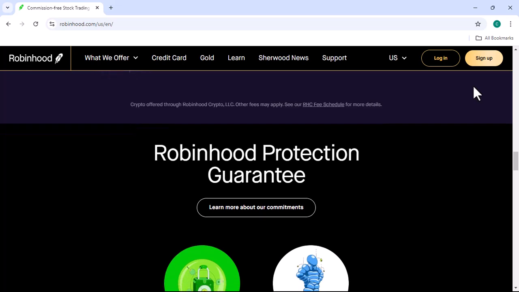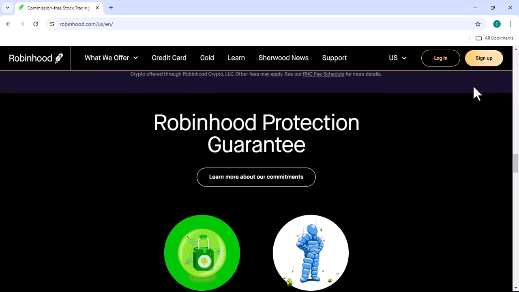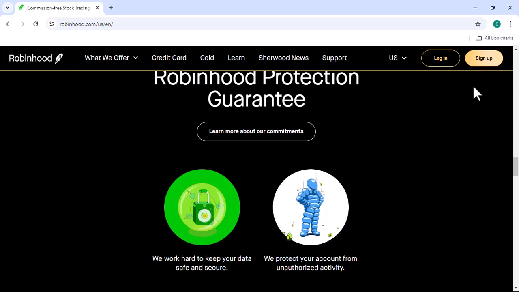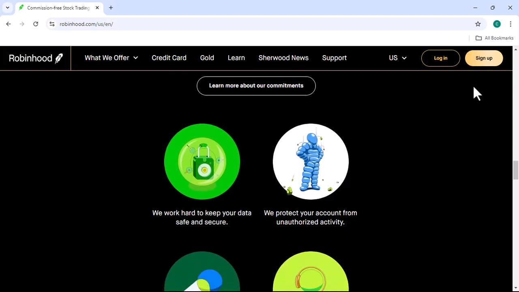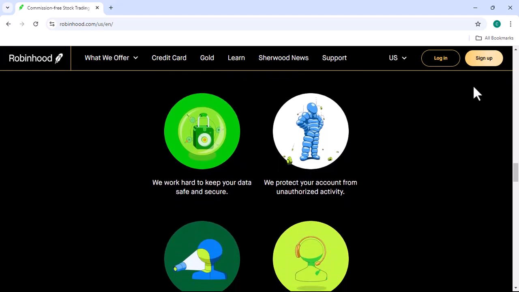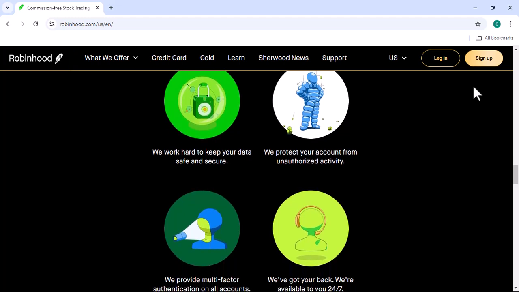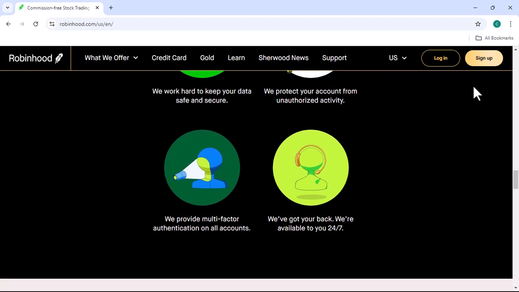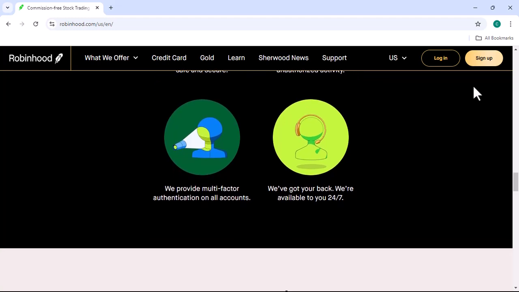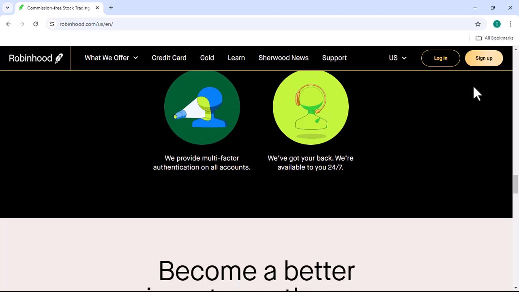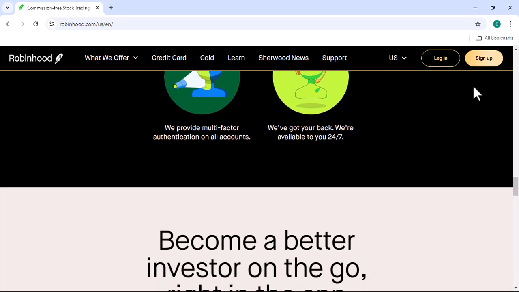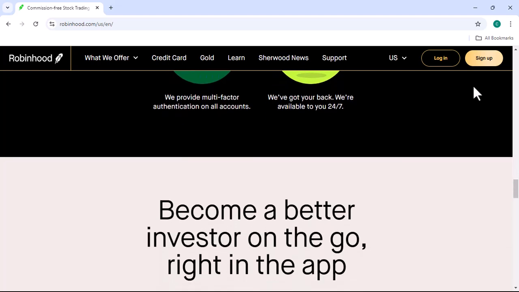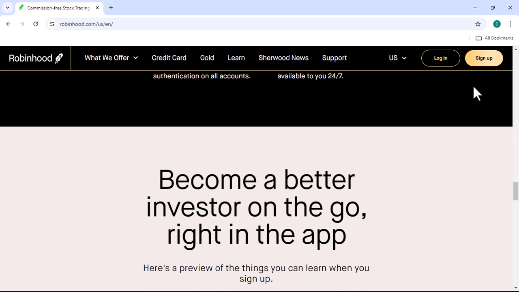Step 4. Placing your order. After locating Robinhood stock, you can place your order. Here's a basic breakdown. Market order buys or sells a security at the current market price. Limit order specifies a maximum price you're willing to pay for a buy or a minimum price you're willing to accept for a sell. Stop order triggers a market order if the price reaches a specified level.